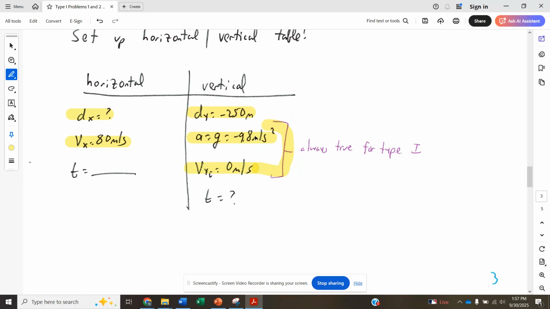Once again, I have enough information on the vertical side to find time. And once I get that time value, I can copy it over to the horizontal side of the table so I can be on my way to finding displacement in x.